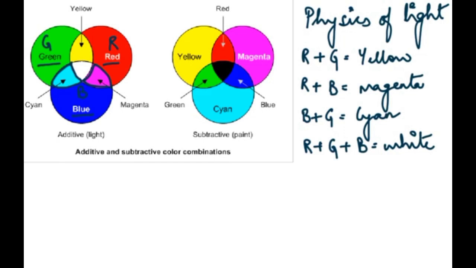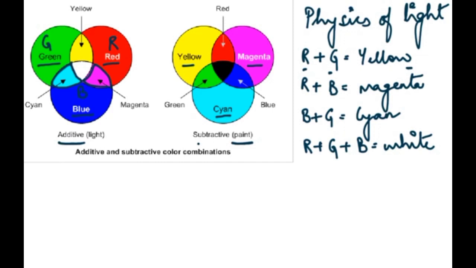That means if you are having red light and green light from the same source, it will appear as yellow light. But in the case of paints, in the case of colors, it is different. Lights are additive, colors or paints are subtractive. What does this mean? In case of paints, the three primary colors are yellow, magenta and cyan, which are secondary colors in case of lights. So if you subtract yellow and magenta, you get red color.